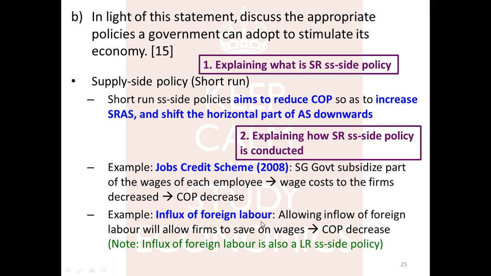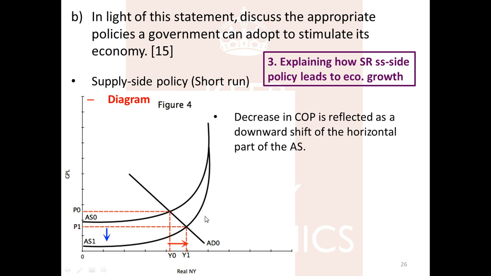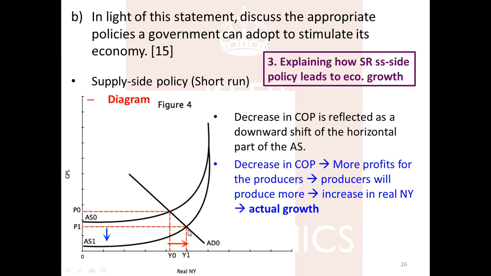I'll go through that later in the upcoming slides. So again, I expect you to show me a diagram. Here you see a downward shift of the horizontal part of AS, and what you see here is that there is an increase in real national income, and therefore I have actual growth. But the explanation is that when there is a decrease in cost of production, firms would make more profits. So the firms would produce more, and when they produce more, there will be an increase in real national income.